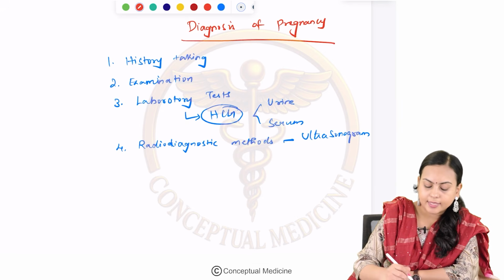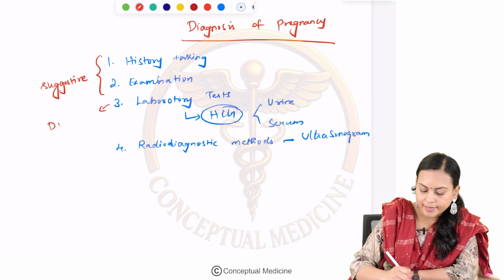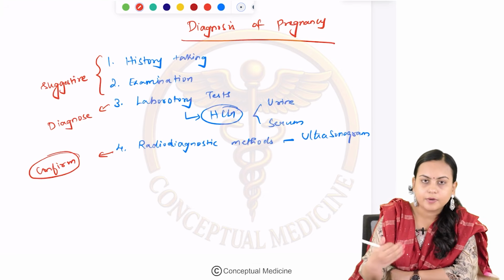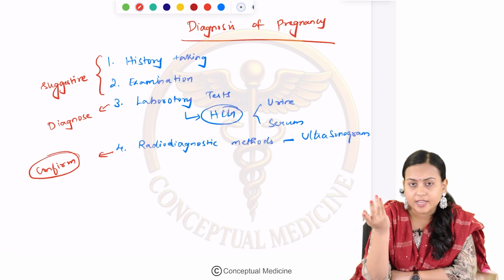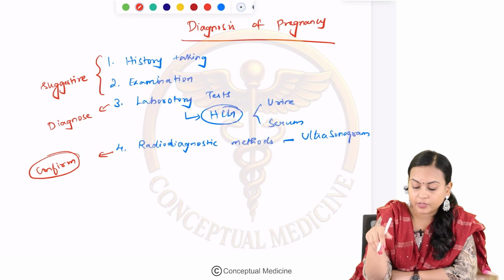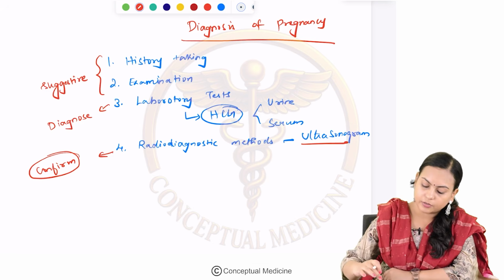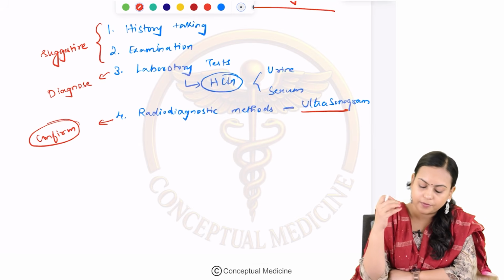So, history taking and examination can be suggestive of pregnancy. Laboratory test can diagnose pregnancy, but only your ultrasonogram is going to confirm the pregnancy. Okay. So, whichever method you use, history taking, examination or estimating HCG values, if you suspect a pregnancy, finally you have to confirm it by ultrasonogram. Until and otherwise, pregnancy is not confirmed, right? Okay. Now, in this session, I am going to concentrate only upon the laboratory test. Okay.